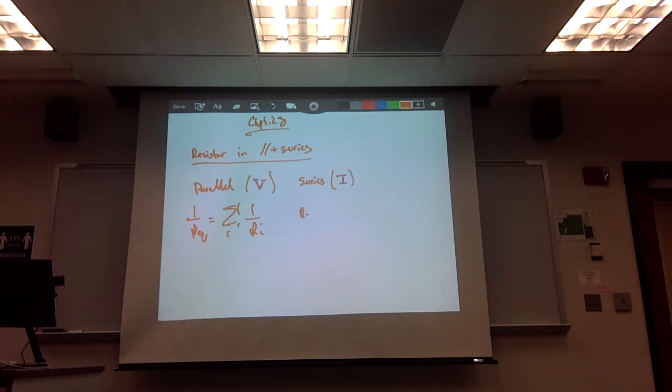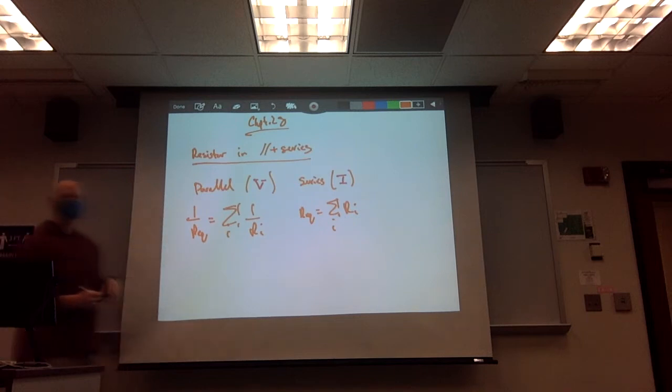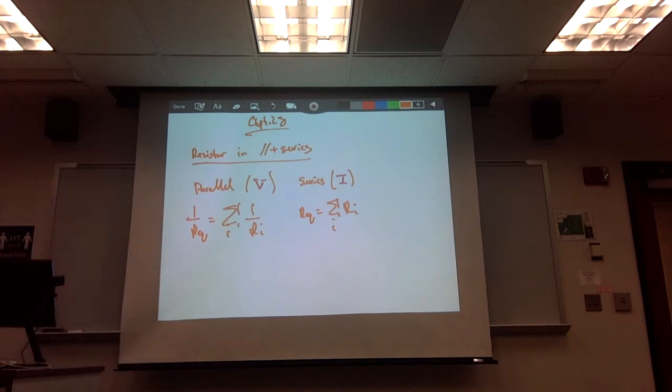In this case, we add them all together, which again is the opposite of what we had for capacitors. For capacitors, we added them inversely for series and added them directly in parallel. For resistors, it's just the opposite. Now, one thing we mentioned here is that, again, this only works for a single battery.